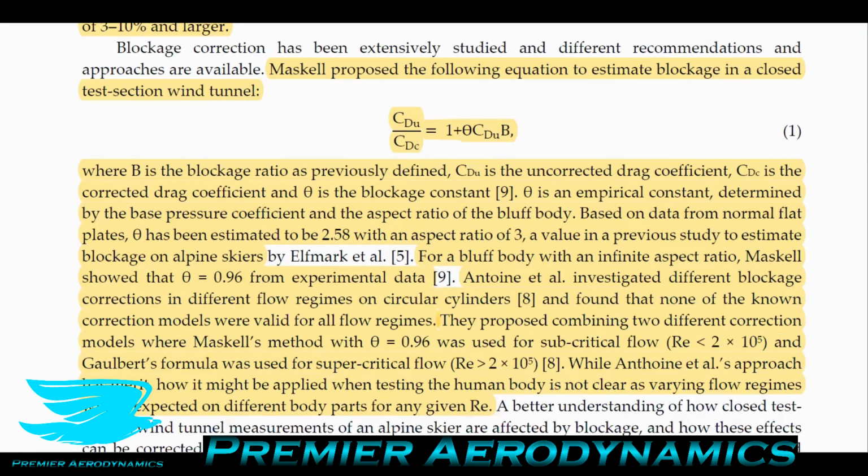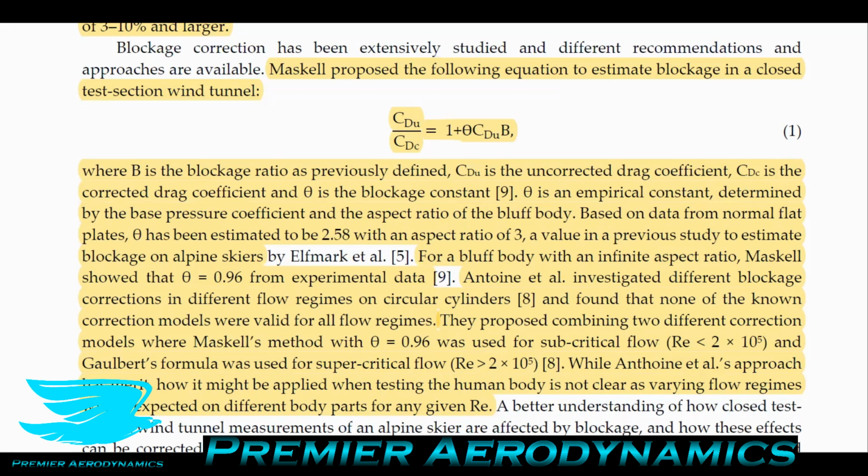What it is, on one side, it has the uncorrected drag divided by the corrected drag, which equals on the other side 1 plus theta, which is the blockage constant, times the uncorrected drag, times the blockage ratio. So everything here is fairly normal. You have the uncorrected drag, the corrected drag, and then you have the blockage ratio, which is easy to calculate. The only thing that's difficult to calculate is theta, which is the blockage constant.